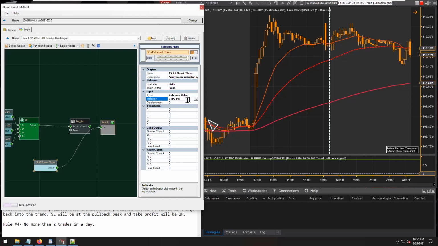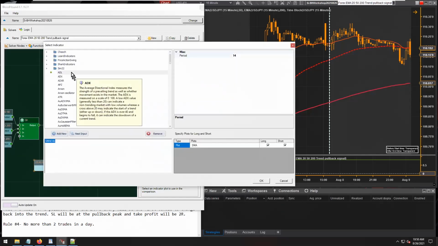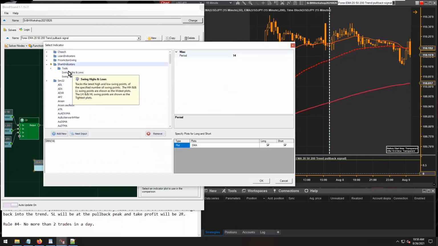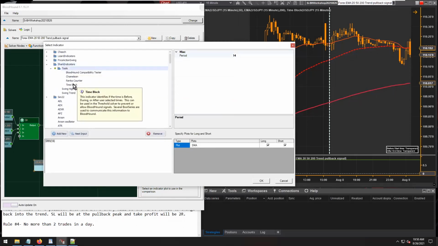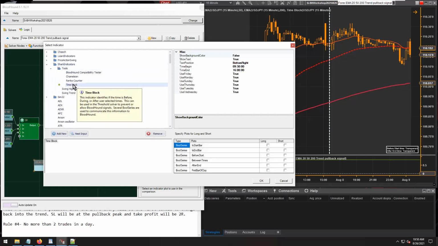Okay, so the indicator that we're going to use to create this kind of reset signal is going to be the time block indicator again. So we're going to go into the Shark Indicators folder, into the Tools folder, and there is our time block indicator. And so we only need to set up the time begin, right? The beginning time input parameter here. That's all we need for now.